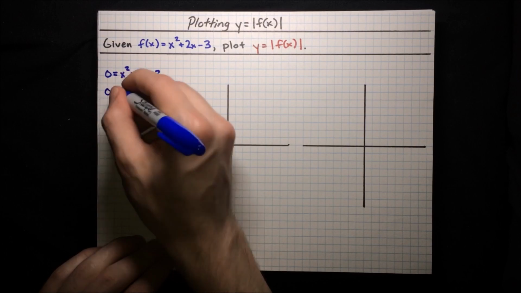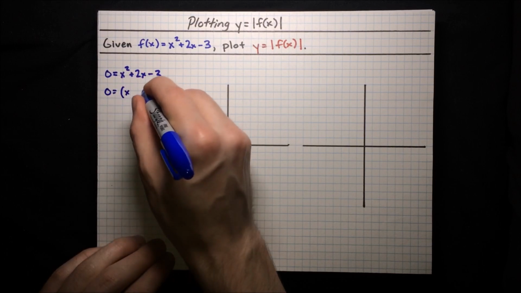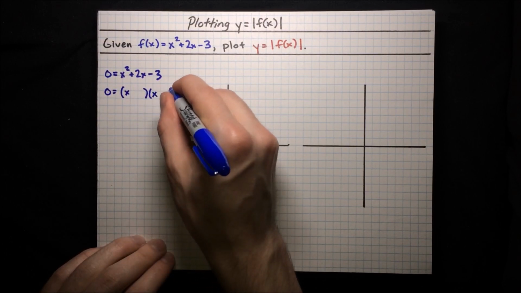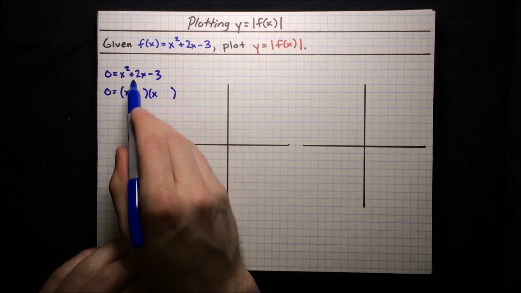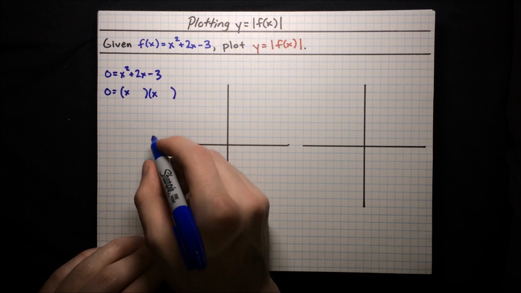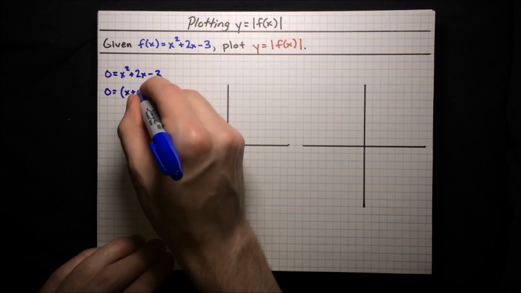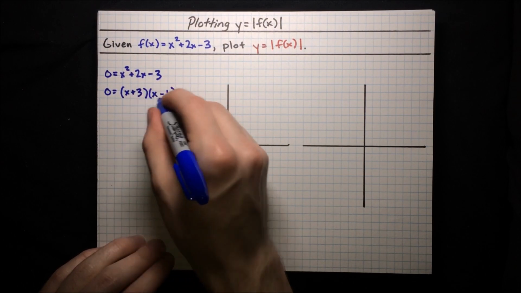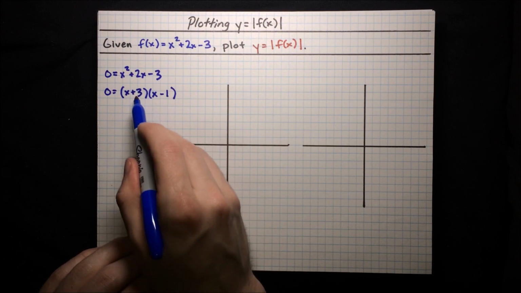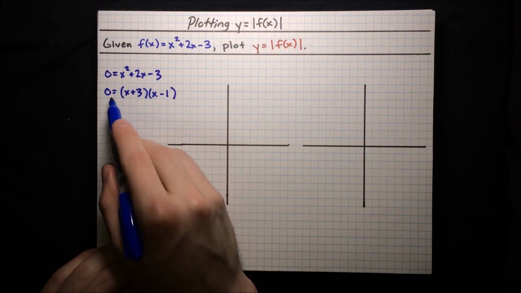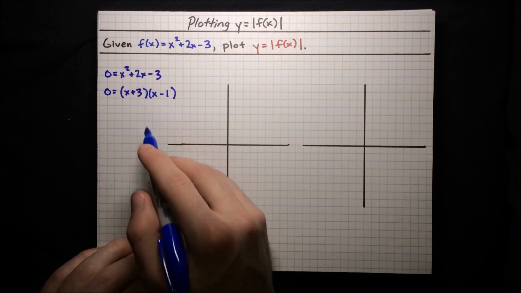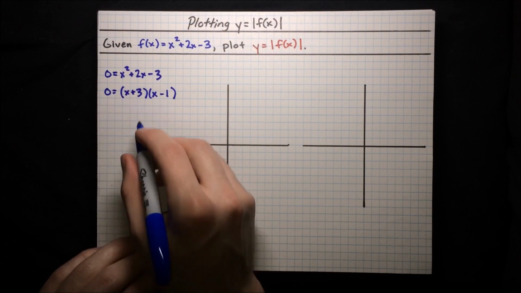This is 0 equals x, and what multiplies to -3 and adds to 2? Well, how about just 3 and -1? 3 times -1 makes -3, and then 3 plus -1 makes 2. Great, so we're good. Okay, so that's the factored form.